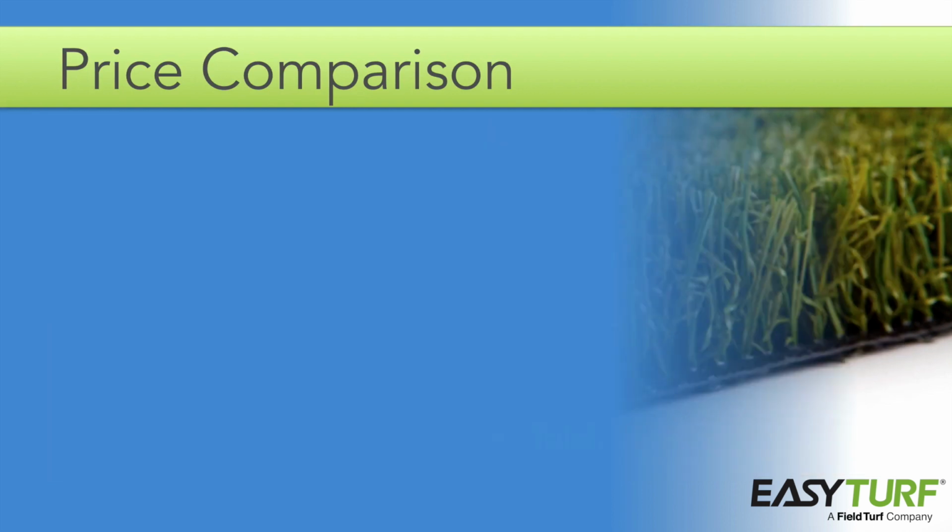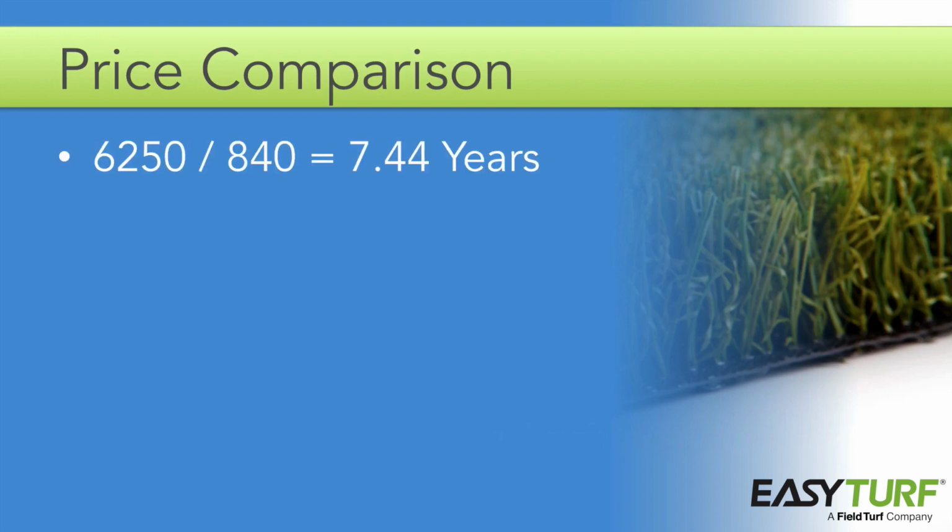You can determine how many years it takes to pay off the artificial grass by dividing the installation cost of artificial turf by the annual maintenance cost of natural turf.